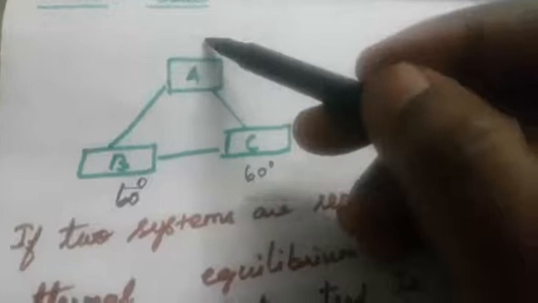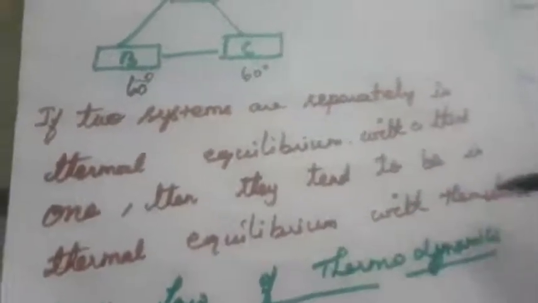But here there is no such temperature, this is the normal water. But the three beakers are kept under thermal equilibrium, with thermally insulated material. What will happen? After some time, the third one also attains 60 degrees. So that is called the zeroth law. If two systems are separately in thermal equilibrium with a third one, then they tend to be in thermal equilibrium with each other. So what is the meaning of that? If we keep two systems separately in thermal equilibrium, the third one attains thermal equilibrium.